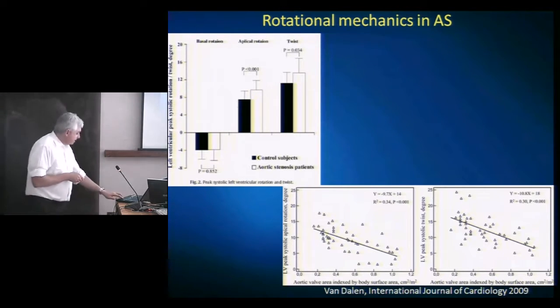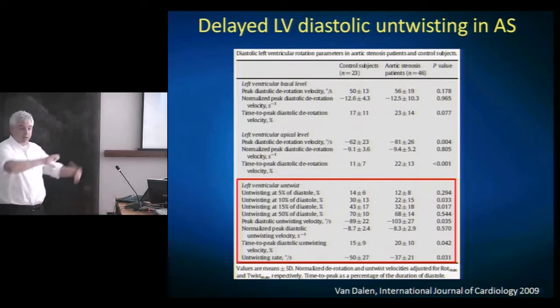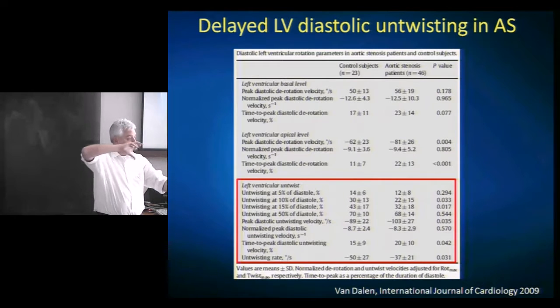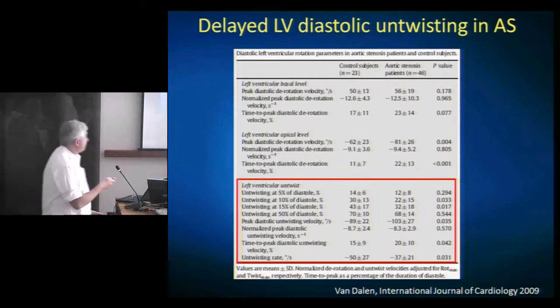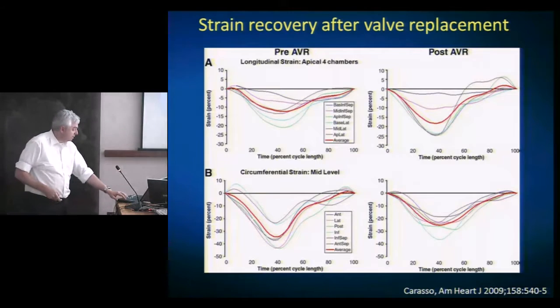But what is decreased is your diastolic untwisting. So again, your systolic twisting then influences your diastolic untwisting and filling. I already showed you that these patients have decreased or delayed filling, and one of the mechanisms is because there's delayed untwisting velocities. When you replace the aortic valve, things do improve.